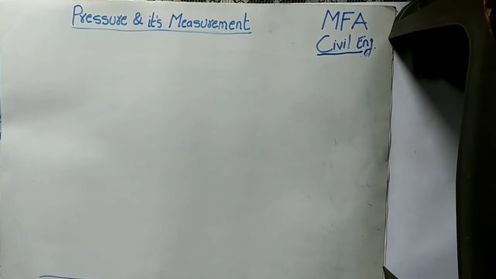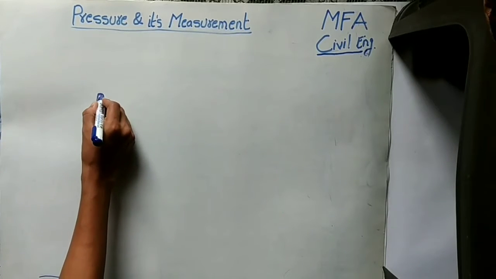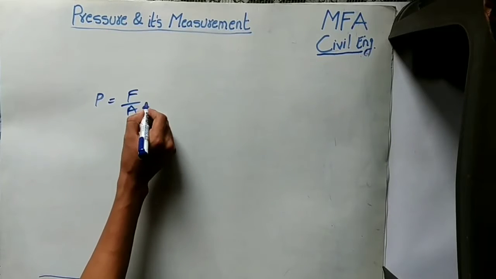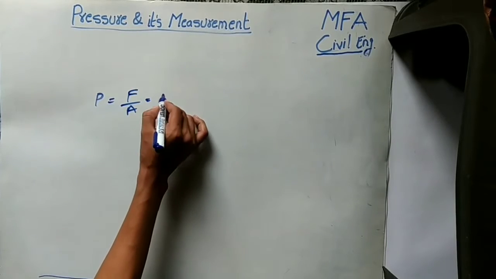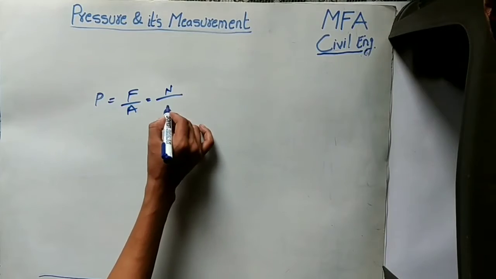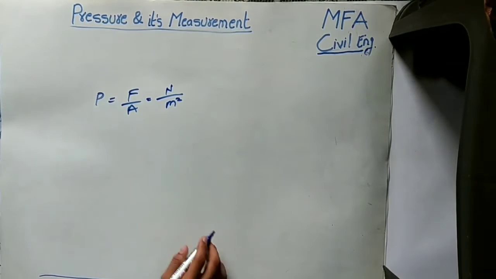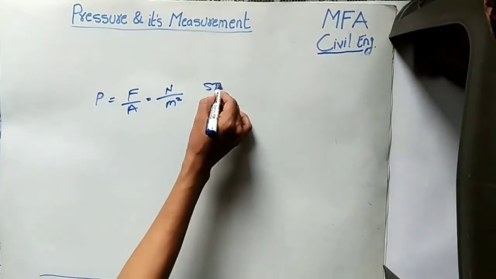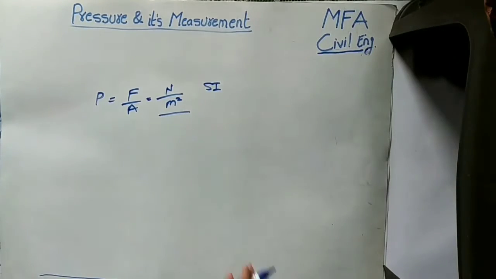Today's topic is pressure and its measurement. We know pressure is equal to the force per unit area. The unit of the pressure is force, which we measure in Newtons, and the area measured in meter square. Now the SI unit of the pressure is Newton per meter square.